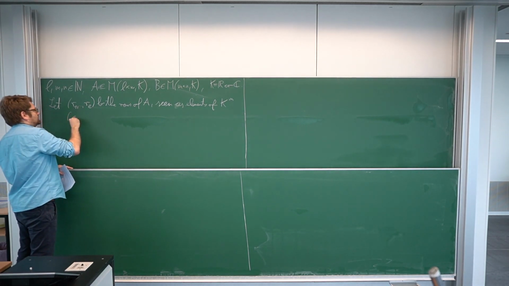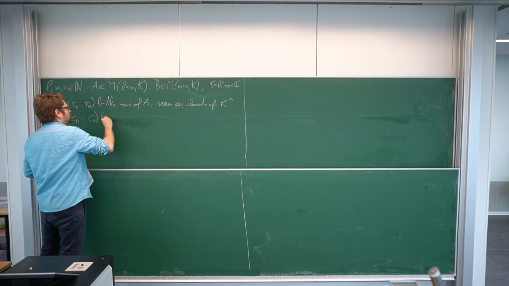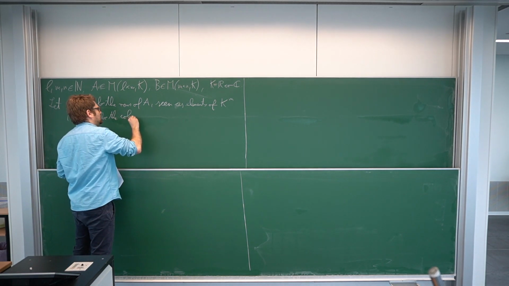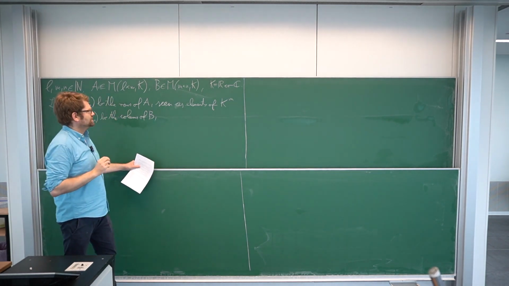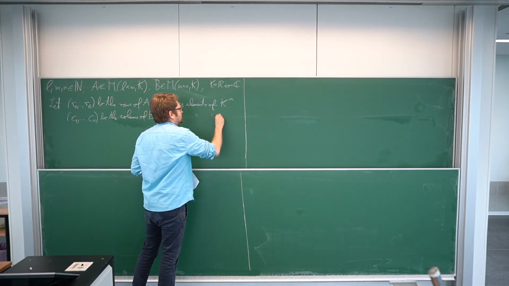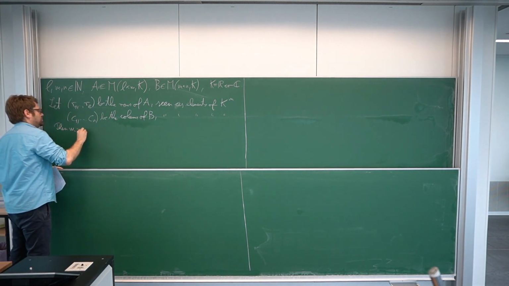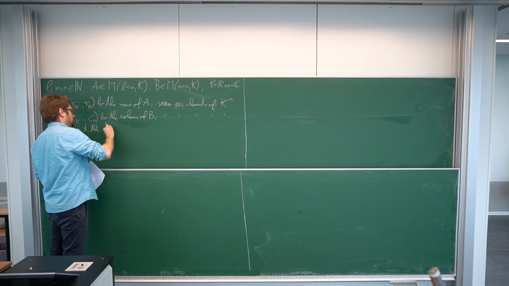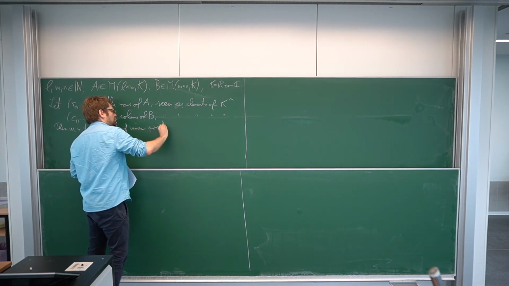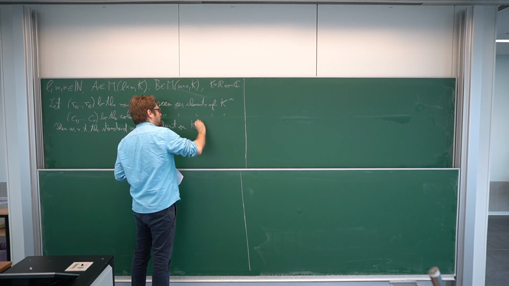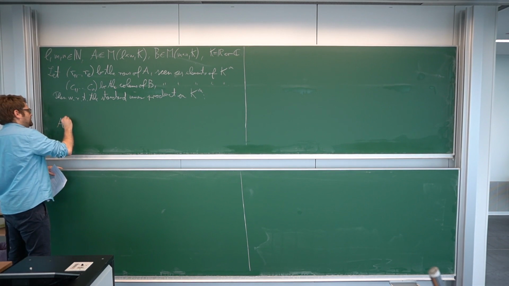Now we similarly take the columns of B, so these are now C1 to Cn, be the columns of B, and they are now column vectors, so M by 1 matrices. And again, we want to see them as elements of Km. Then, with respect to the standard inner product on Km, we get the following: the product A times B.